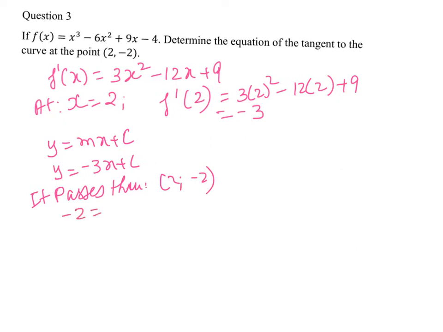So negative 2 is equal to negative 3 times 2 plus c. I solve for c, and I get c is equal to positive 4. Therefore, my equation of the tangent is y is equal to negative 3x plus 4. So this is how I find the equation of a tangent to a curve at a point.